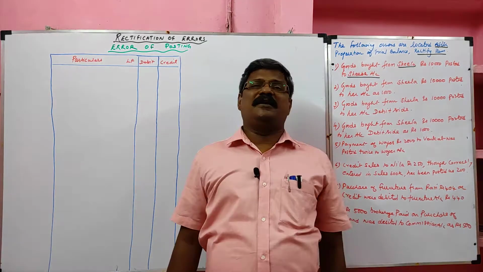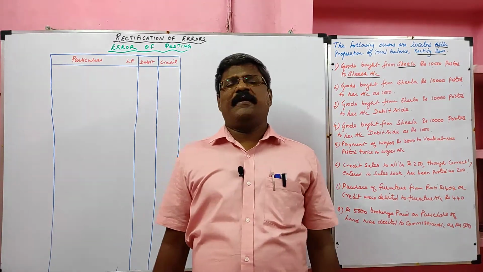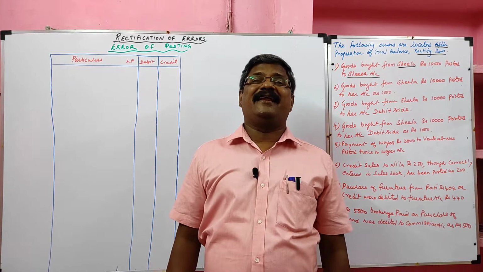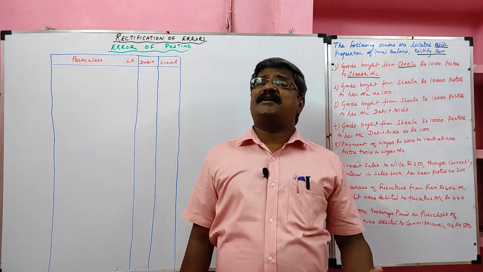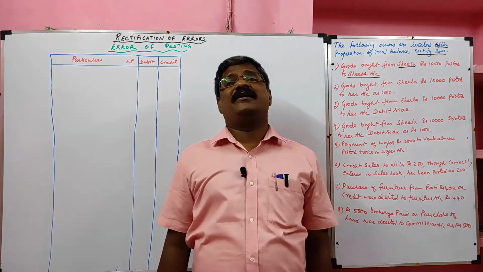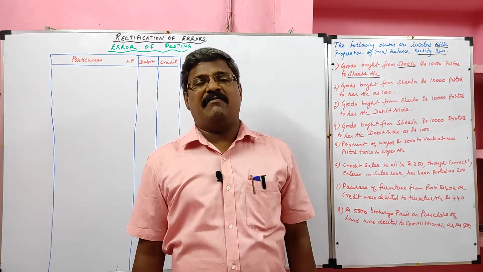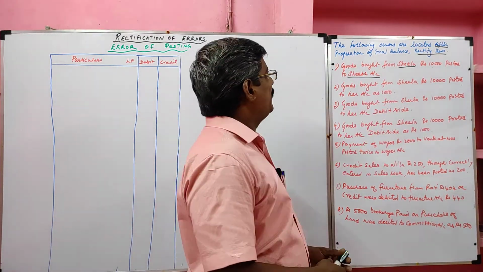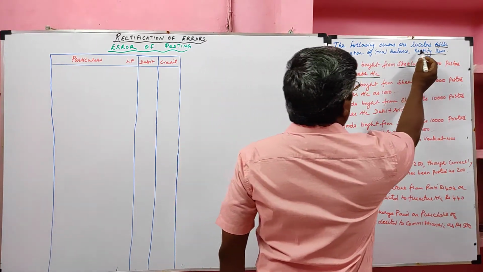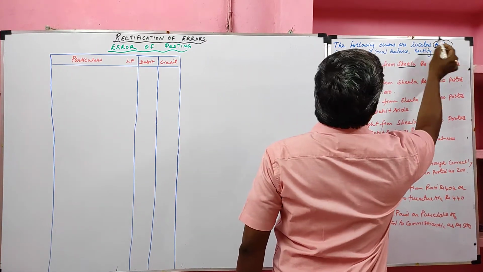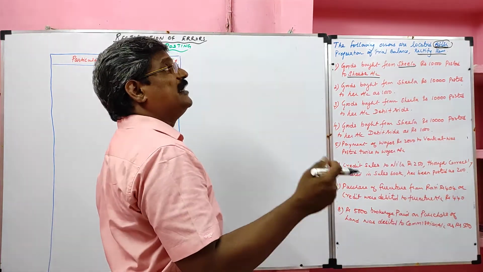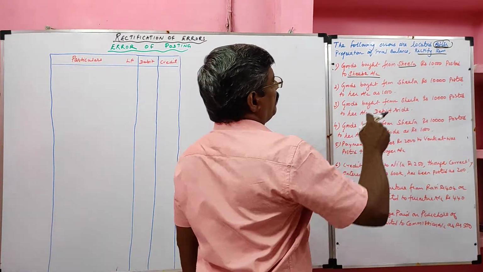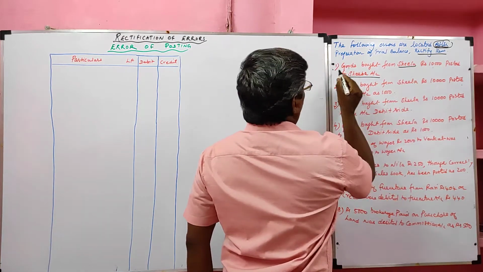Students, today we are going to learn about errors of posting. Error of posting means error in ledger posting. If we commit this error, some errors are disclosed by the trial balance, some errors are not disclosed by the trial balance. Look at the problem. The following errors are located after preparation of trial balance. So after preparation of trial balance, we can use suspense account. Rectify them.